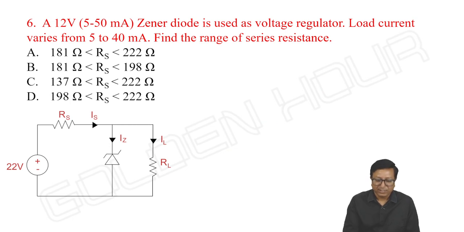Next, at 12 volts, 5 to 50 milliamperes, a Zener diode is used as a voltage regulator. Load current varies from 5 to 40 milliampere. Find the range of series resistance. So what is there in it? Load current is varying, which means the second case, right? Keeping input constant, RL is varying. Then how to find RS? Just like that we can do.